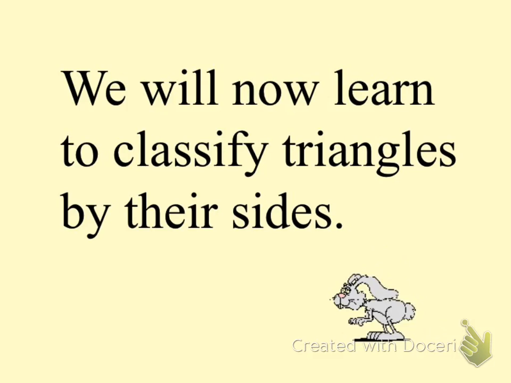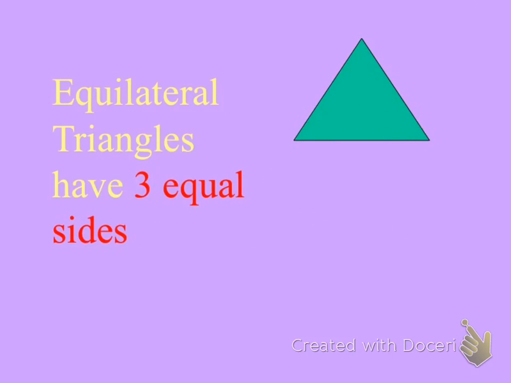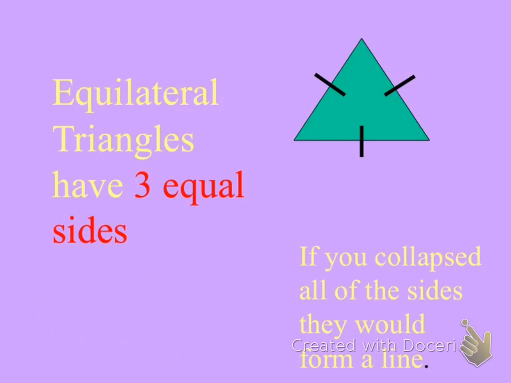Okay, now let's talk about their sides. If you have a triangle with three equal sides, we will call that an equilateral triangle. And usually these tick marks, or these little marks on the side of the triangle, will let you know which sides are equal to each other. So if there's one on each, then all three are equal.